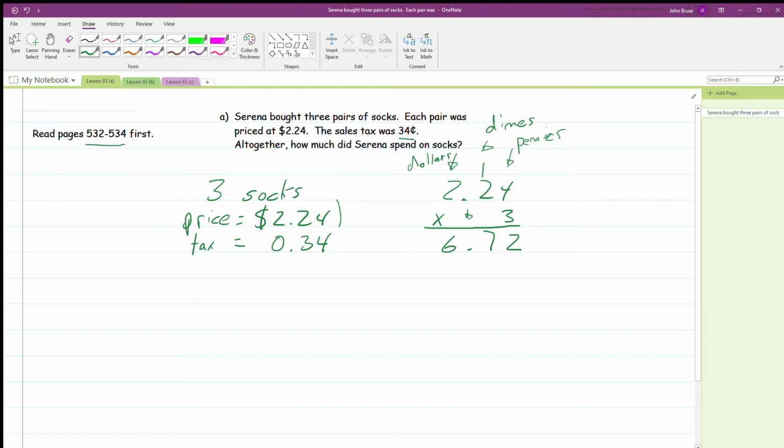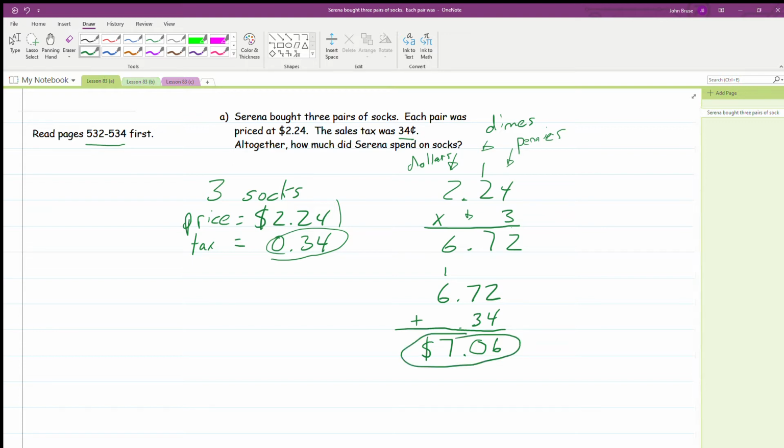All right. And we also have to add the sales tax. So her total sales tax was 34 cents. So we're just going to take this $6.72 and we're going to add the sales tax. So the sales tax was 0.34 or 34 cents. Okay, and we've got 2 pennies plus 4 pennies is 6 pennies. 7 dimes plus 3 dimes is 10 dimes, which is the same as a dollar. So we're going to put a 0 there and carry the 10 dimes. And then $6 plus $1 is $7. So the total price she spent was $7.06. It's a 2-part word problem.